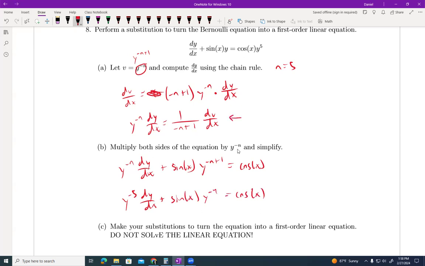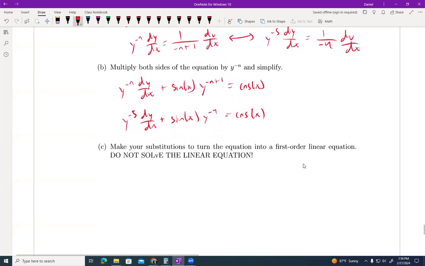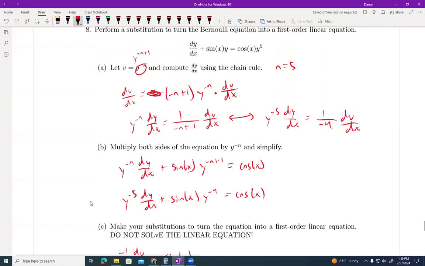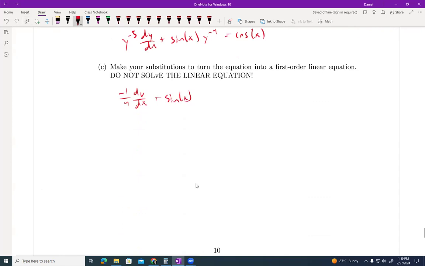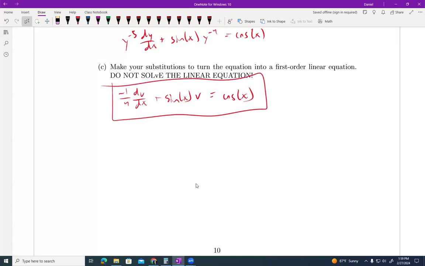And over here, plugging in n equals 5, y to the negative fifth dy/dx is the same thing as 1 over negative 4 times dv/dx. So now I can make these substitutions. This term is just negative 1/4 dv/dx, plus sine of x times y to the negative fourth power, which is my v. So that's my v, and on the right-hand side that's equal to cosine of x. There we have it. That is a first-order linear equation.